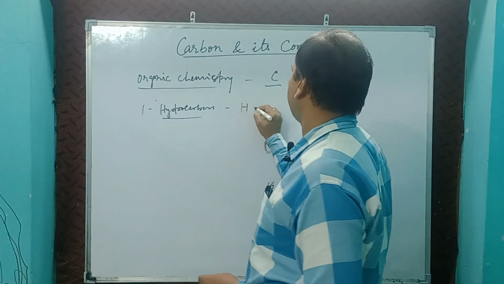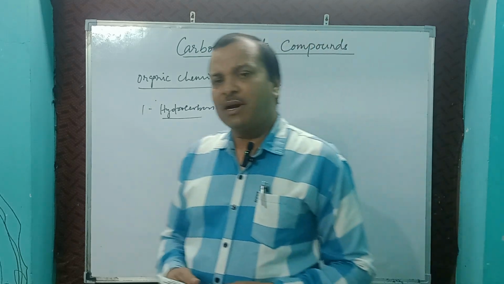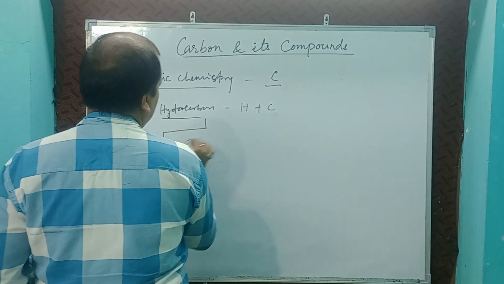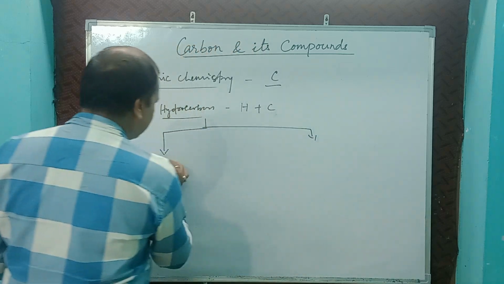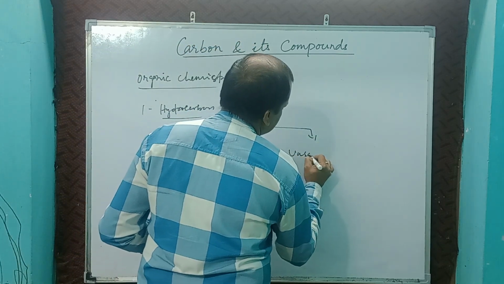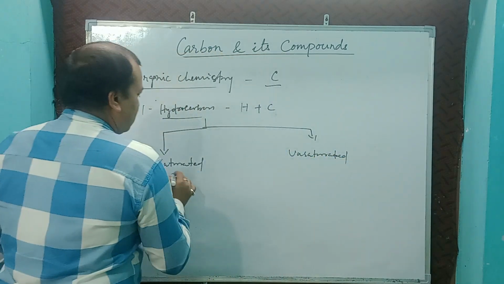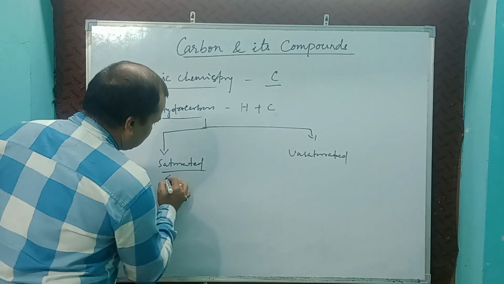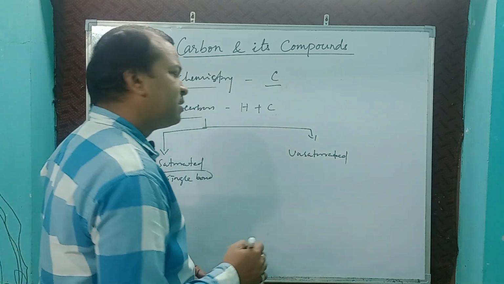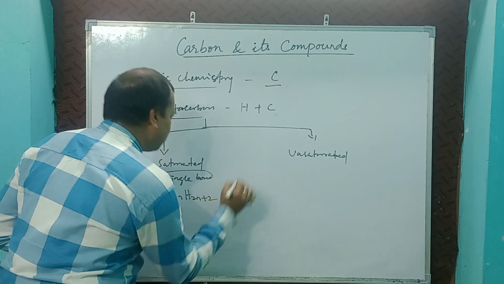Hydrocarbon: hydrogen plus carbon, it is hydrocarbon. Hydrocarbons are categorized into two types: saturated and unsaturated. Saturated has single bonds. All single bond molecules are saturated. Its formula is CnH2n+2.